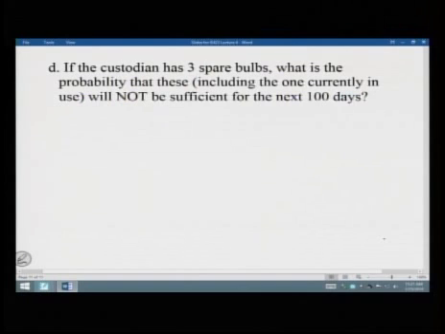So we need to think about under which circumstances all of those 4 light bulbs, including the one currently in use now, will not be sufficient for the next 100 days.